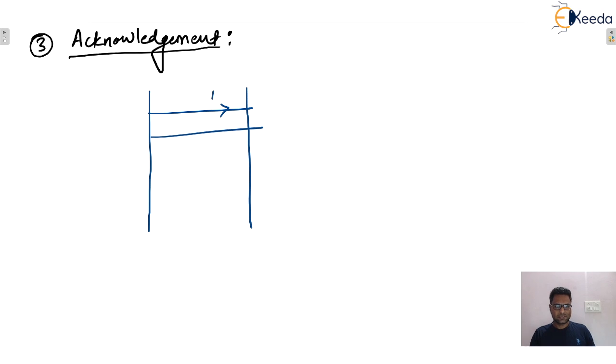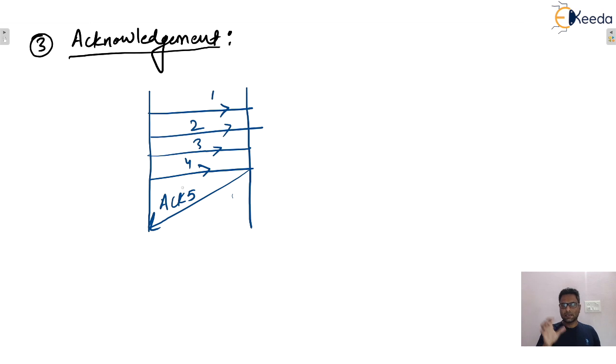Let's say the first packet is transmitted, then the second, then the third, then the fourth. And let's say one common acknowledgement is there, that is ACK5. The acknowledgement number is 1 greater than the packet number. The last packet is 4, so 4 plus 1, 5. 5 will be the next acknowledgement number. Acknowledgement number 5 means the receiver is expecting packet number 5 next. That is the meaning of the acknowledgement number. So this is the cumulative acknowledgement.